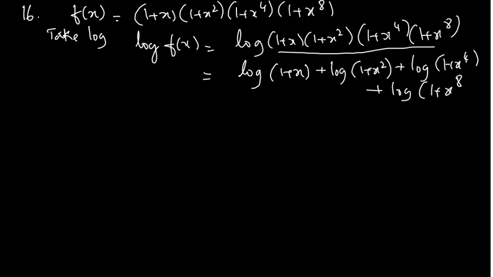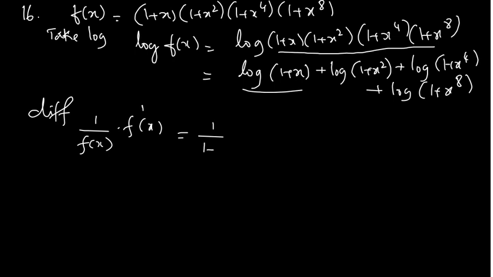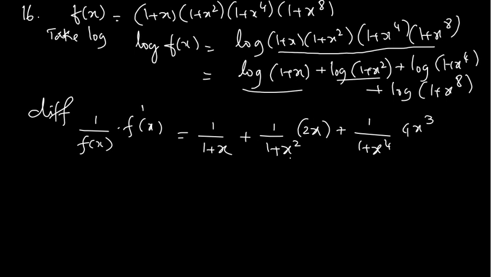Now differentiate both sides. 1 by f of x into f dash x equals, differentiation for this is 1 by 1 plus x plus second one is 1 by 1 plus x square, and then differentiation of x square is 2x plus 1 by 1 plus x to the power of 4. Differentiation of this is 4x cube plus 1 by 1 plus x to the power of 8. The differentiation of x to the power of 8 is 8x to the power of 7.